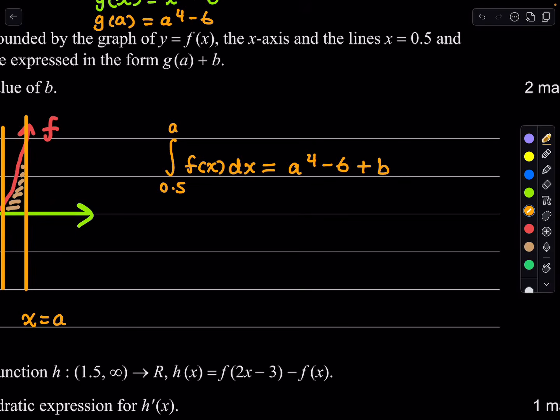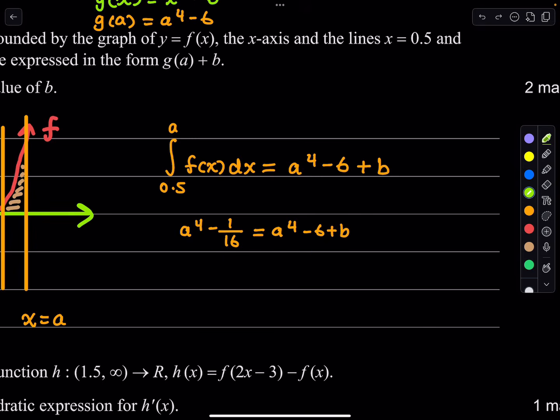So 1 over 16 a to the power 4 minus 1 over 16. Yep. Which you can simplify more, so it'll be basically a to the power 4 minus 1 over 16. Yep. So that here, this over there, equals a to the power 4 minus 6 plus b. Now we can see that the a to the power 4 here is a to the power 4 here. So how can we calculate b? Well, we know that this here equates with this over here.